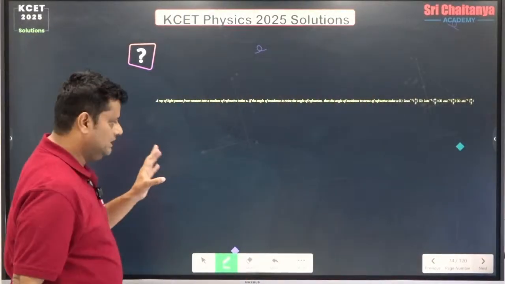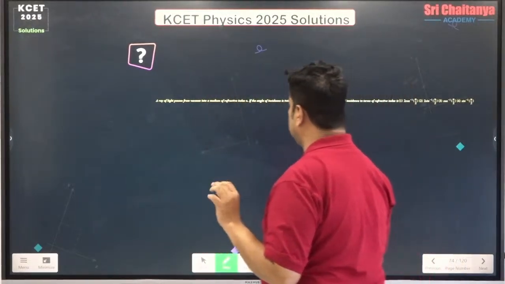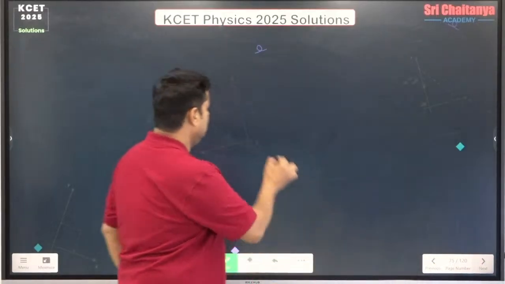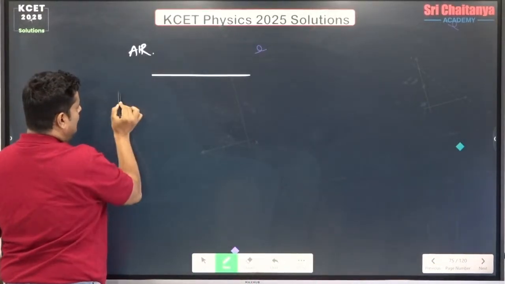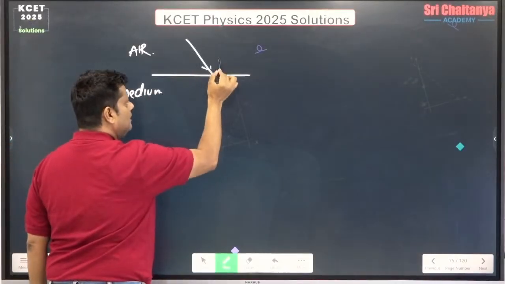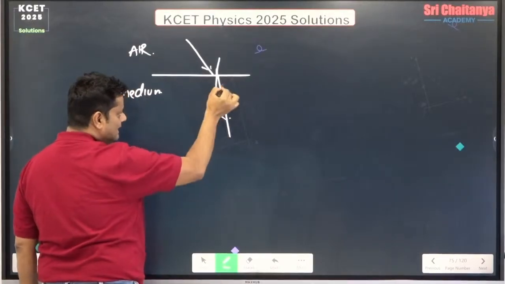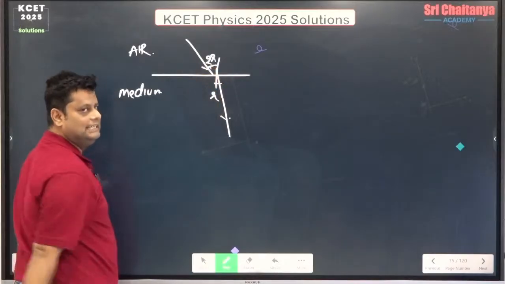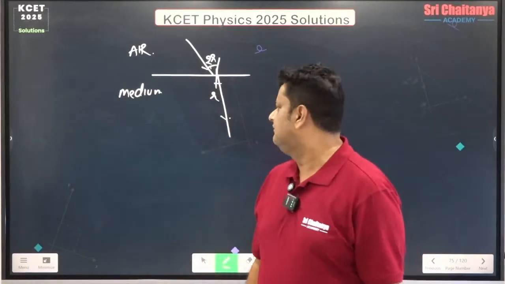Now we have this question. A light passes through vacuum into the medium. In this question, it is given that this is air, students, and this is any other medium. Whatever be the angle of incidence, and definitely this angle is less, the angle of incidence is twice the angle of refraction.